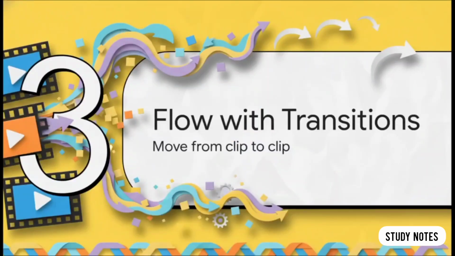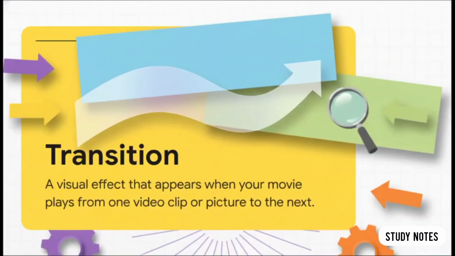Okay, so you've dropped a few clips onto your timeline. But how do you stop it from being just a bunch of sudden, jarring jumps from one scene to the next? Well, that brings us to our next topic, creating flow with transitions. Think of these as the smooth glue that holds your whole video together. So what exactly is a transition? The class notes put it perfectly. It's a visual effect that appears when your movie plays from one video clip to the next. You know, it's that gradual fade or a cool wipe that makes the switch between scenes feel smooth and natural instead of abrupt. It's a simple idea, but boy, it makes a huge difference.